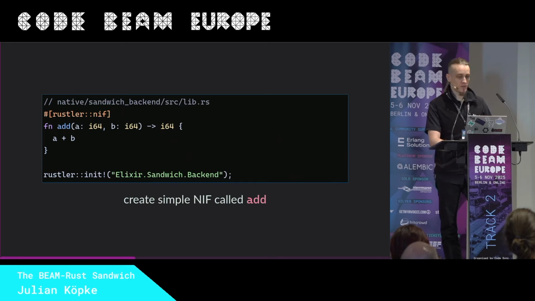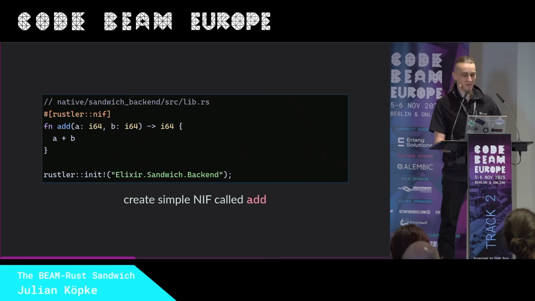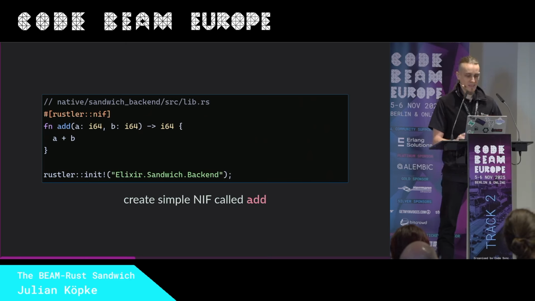Next up, we will implement a tiny function. The add function takes two integers and returns an integer, which is just the sum of those two. And above that function, we will annotate it with a Rustler NIF, which tells our compiler that this will be used from our beam directly. And below we call rustler::init, so we can bind this to an Elixir module. So we also know in the other direction how to call it.